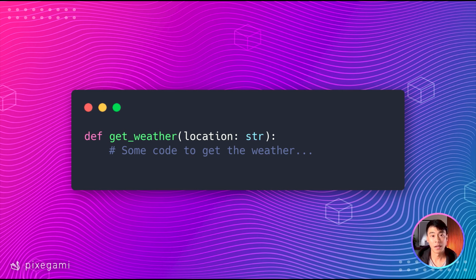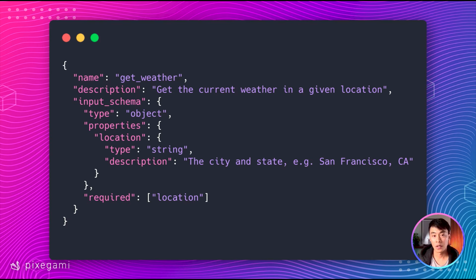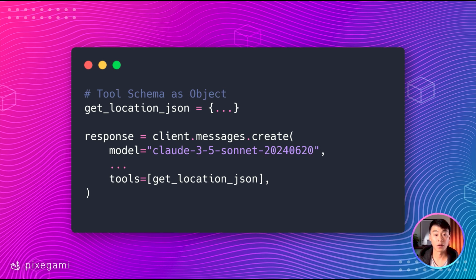So for example, let's say I had a function like this to get the weather for a specific location. Now I want to be able to tell Claude about this function, such as what's the name of the function, when to use it, and what input parameters it should accept. So to do that, I can convert this function into a JSON schema so that Claude will understand. And here's what that would look like. Then when we want to call the API, we can tell Claude about this tool by passing in these schema objects as a list, and we can pass it in by using this tools parameter when we send a message.